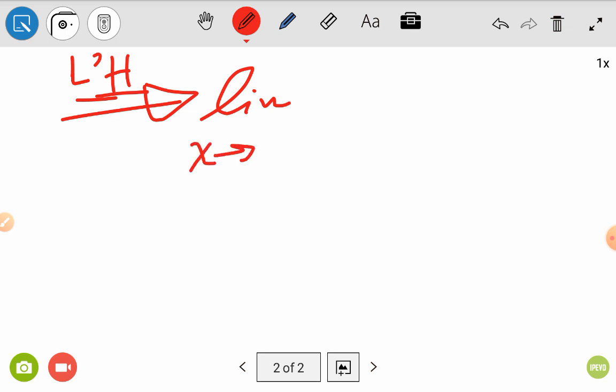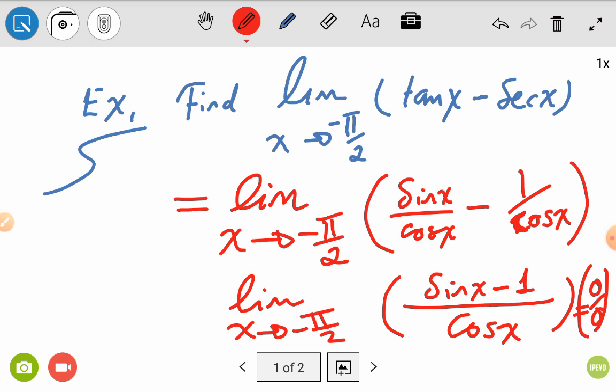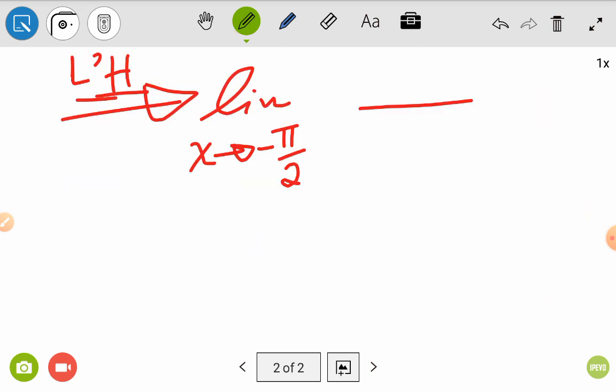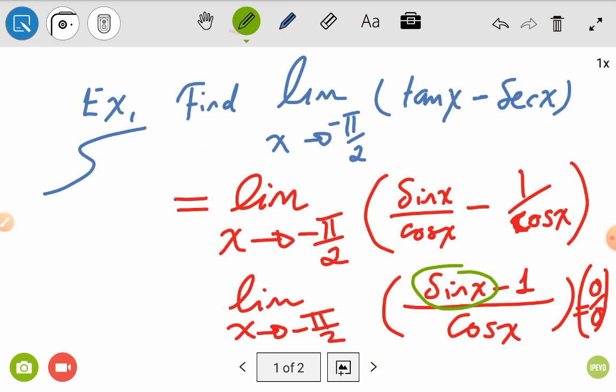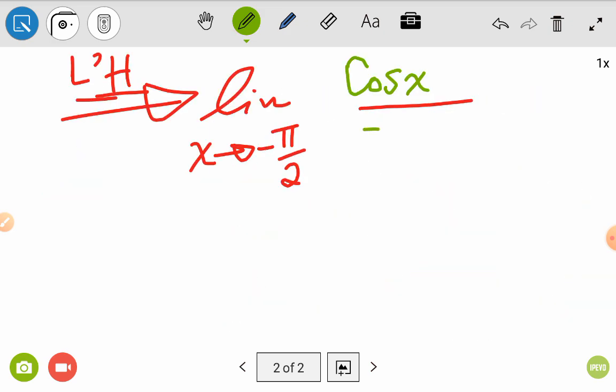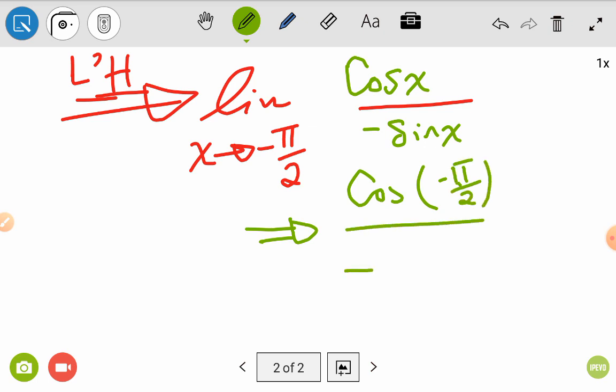We will find here the limit as x approaches negative pi over 2 of the derivative of sine x. The derivative of sine x is cosine x. The derivative of 1, which is 0, over the derivative of cosine, which is negative sine x. And then substitute negative pi over 2: cosine negative pi over 2, all over negative sine negative pi over 2.